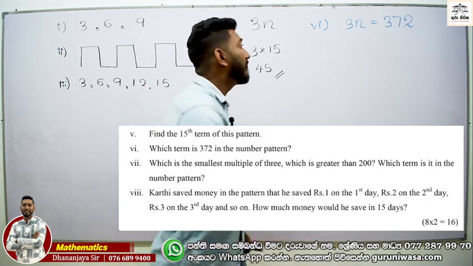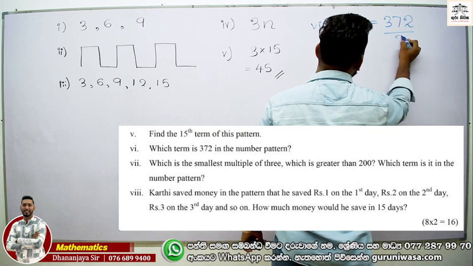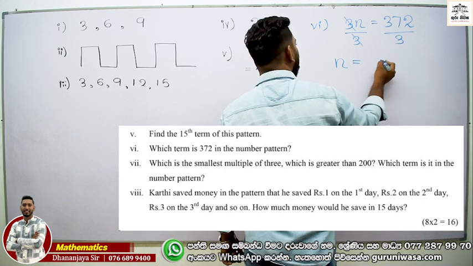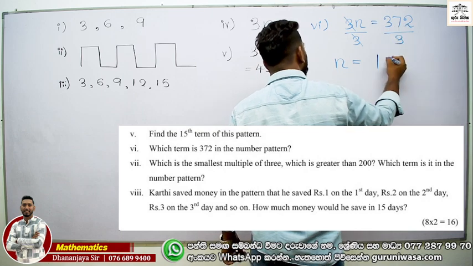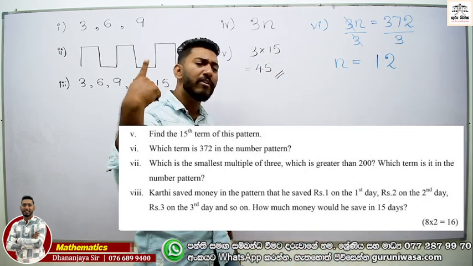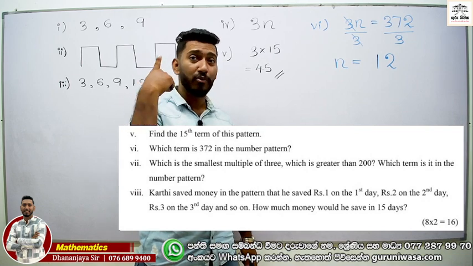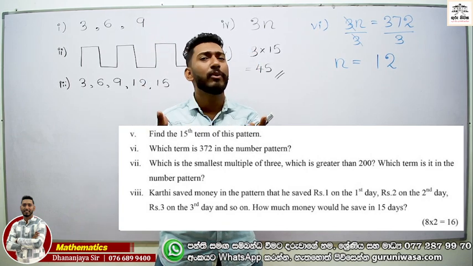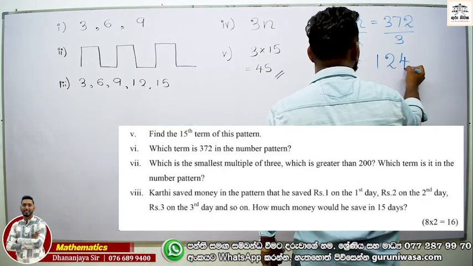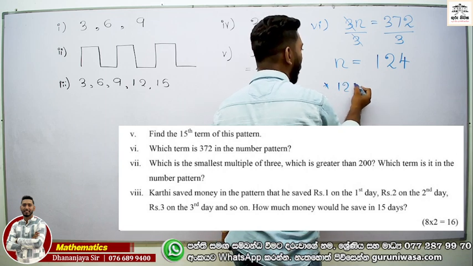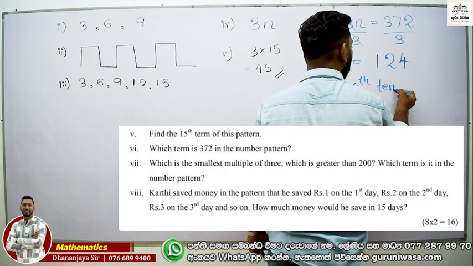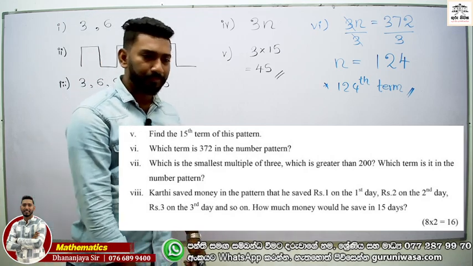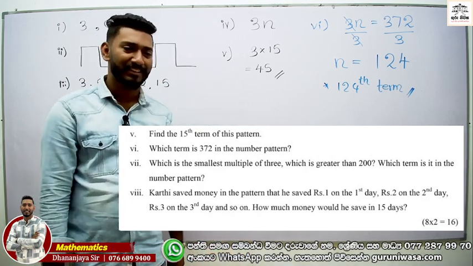Both sides you can divide by 3. Now 3 and 3 are eliminated. Now n terms. 3 divided by 3, 1. 7 divided by 3, 2. And how many remainders? 1 remainder. Now bring down 2. 1 and 2 is 12, a 2-digit number. Now 12 divided by 3 is 4. Now the answer is 124th term. The 124th term is equal to 372. Okay, note down.